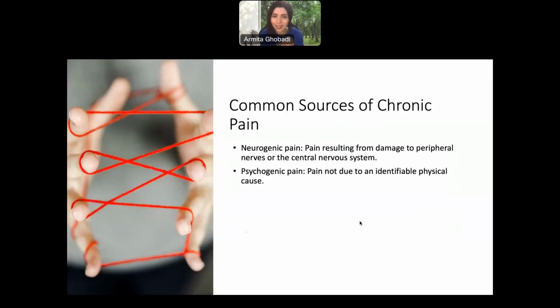So again, there are different sources for chronic pain. Neurogenic pain is pain that damages your PNS and CNS. PNS is the peripheral nerves, which we talked about in chapter 1 and chapter 2, and CNS is the central nervous system, which is your spinal cord and brain. There are also some psychological consequences of pain. For example, we're going to have some pains that are not based on your physical condition but on your mental condition. We talked about this as well, but it's psychogenic pain.